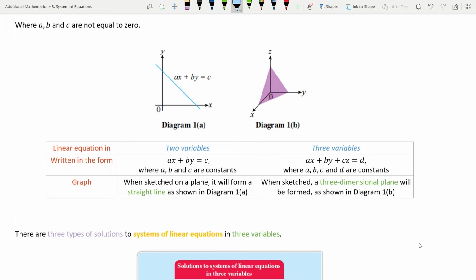When sketched on a plane, a linear equation in 2 variables will form a straight line as shown in diagram 1a. Whereas when a linear equation in 3 variables is sketched, a 3-dimensional plane will be formed as shown in diagram 1b.